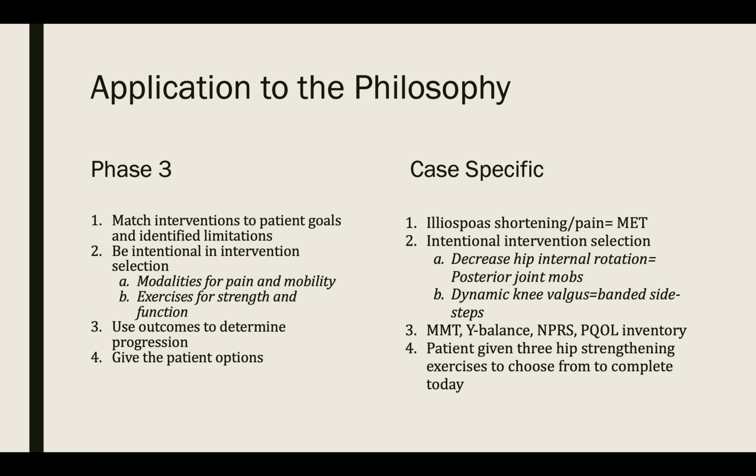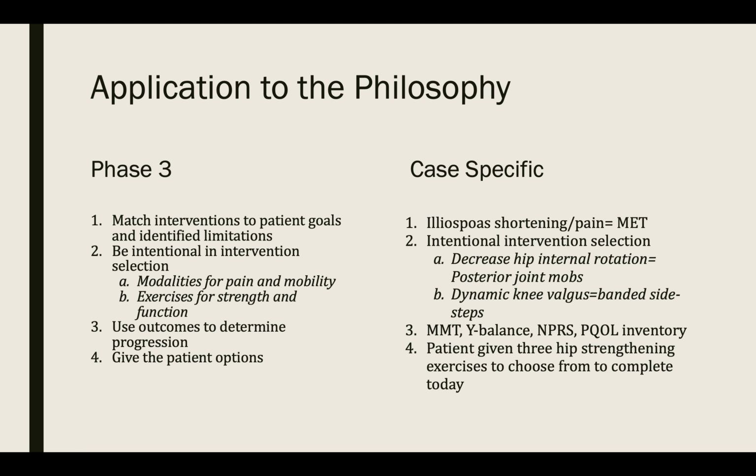And we want to make sure we're matching interventions to the patient goals. An example of that, in this case, is that we see iliopsoas shortening and pain as well. An appropriate intervention for that may be some muscle energy technique to try and break that pain-spasm cycle, right? The patient's goal is to reduce pain. So not only might this affect some of the limitations we see, as far as the iliopsoas shortening, but it also may help us meet the patient's goal of reducing pain. Again, be intentional about your intervention selections. Make sure they match what you're trying to do.